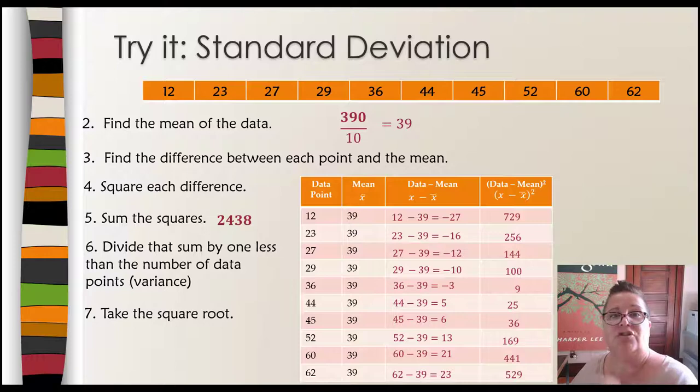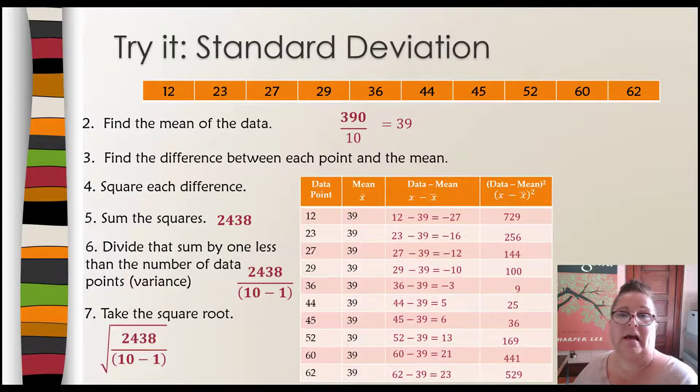And if I sum up those squares, I get 2,438. That is the total sum of the squares, which I have to divide by 1 less than the number of data points. There were 10 data points, so I'm going to divide this by 10 minus 1. That's 9. I need to take the square root of that answer. So I'm going to do 2,438 divided by 9, and I'm going to put that all underneath a square root. Then I'm going to take the square root of that number. I should get approximately 16.5. This is our standard deviation for this data.